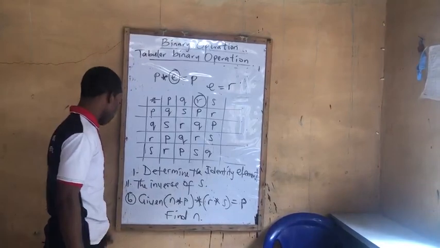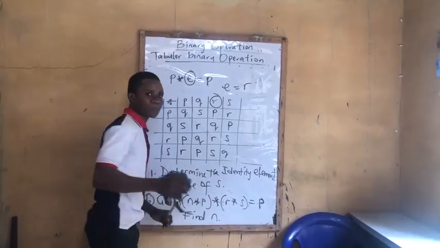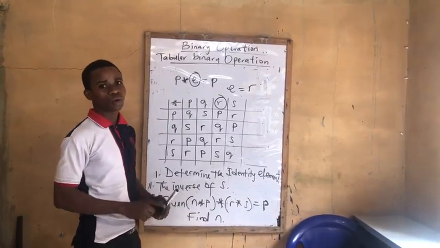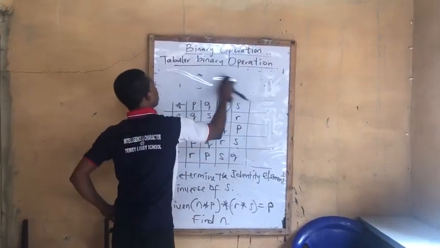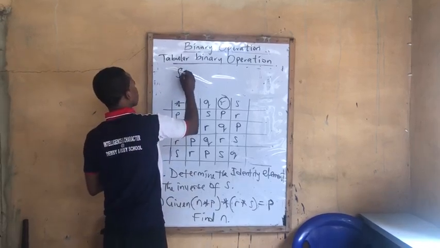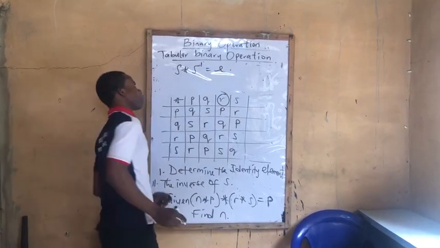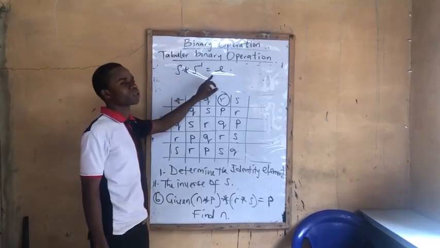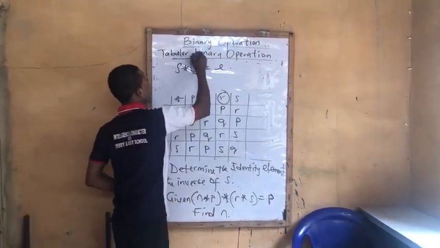Now, they ask us to find the inverse of S. Please, if you have not watched the previous videos on the identity and inverse, you have to watch, so that these things are clear. Now, if you remember the formula for finding the inverse of X, that's X asterisk X inverse equals identity. So to get the inverse, it will be X asterisk X inverse equals identity, as our formula implies. But we are looking for this inverse, X inverse.